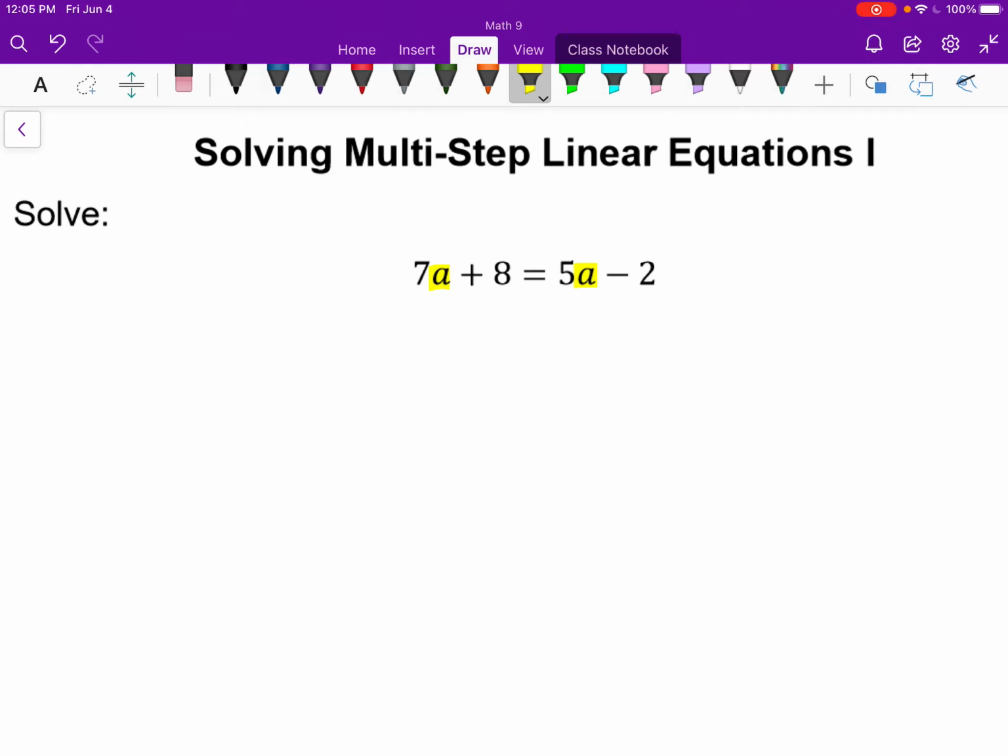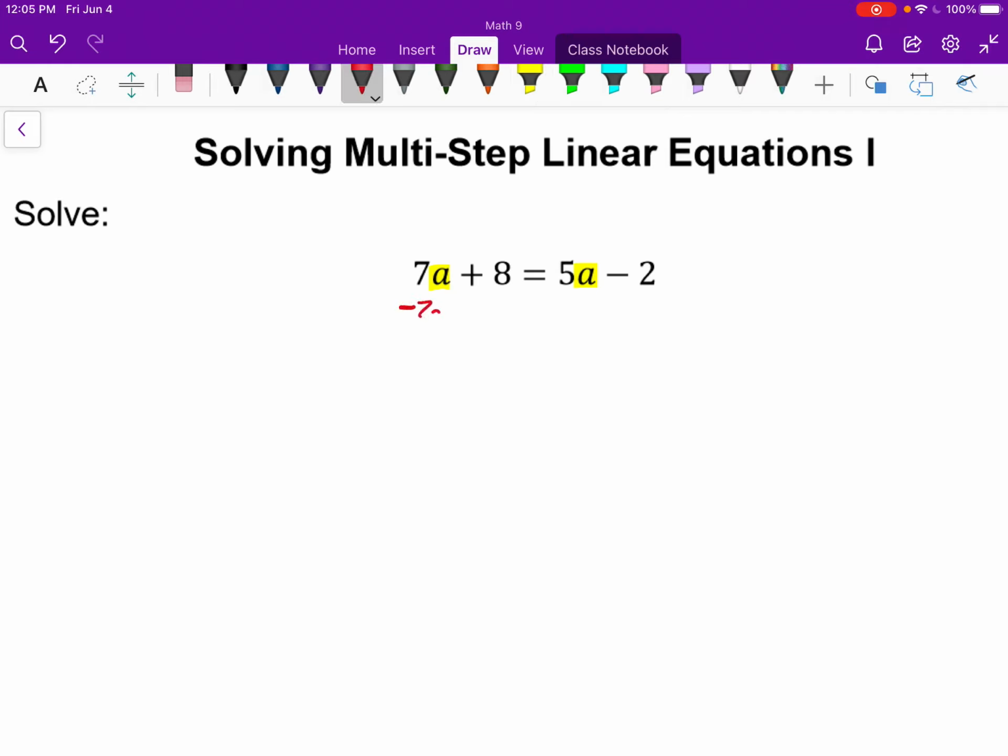So at some point, I need to deal with this. I want to figure out what a is. And I have a on both sides of the equation. 7a on one side, 5a on the other. So what I like to do is right away change this so that there's only some value of a on the left or just the right, not both. And I can do that quite quickly in two different ways.